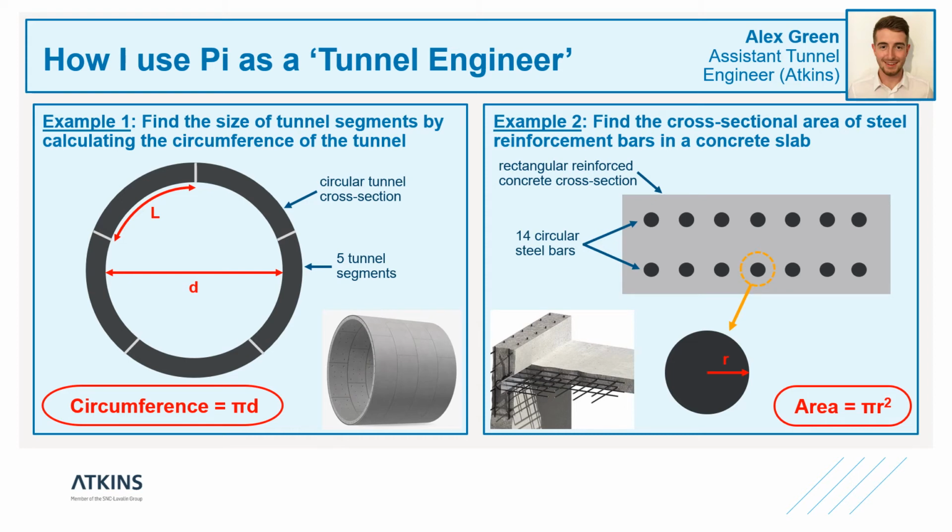For the second example, many of the underground structures I design are made of reinforced concrete, which is basically concrete with steel reinforcement bars running through it. The steel bars are circular, and they're required to help give the concrete more strength to stop it breaking apart. I need to work out the number of steel bars that are required in order to give the concrete enough strength. And to do that, I have to calculate the total cross-sectional area of steel bars. The area of one steel bar is pi r squared, where r is the radius of the bar. Once I've found the area of one bar, I multiply it by the number of bars, in this case 14, to find the total cross-sectional area of steel within the concrete.